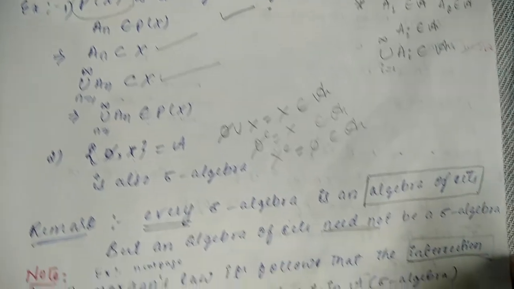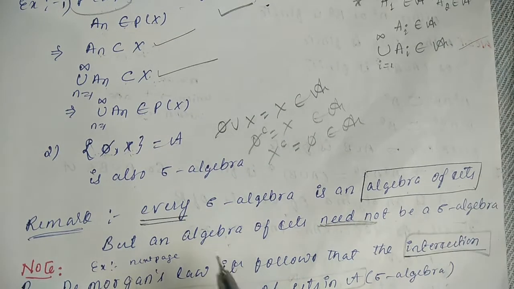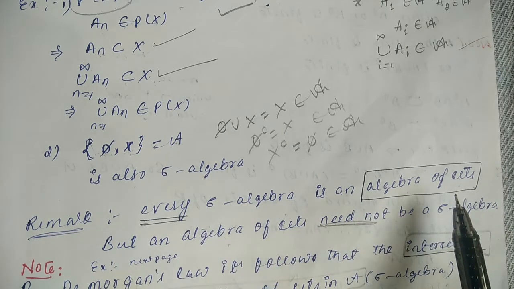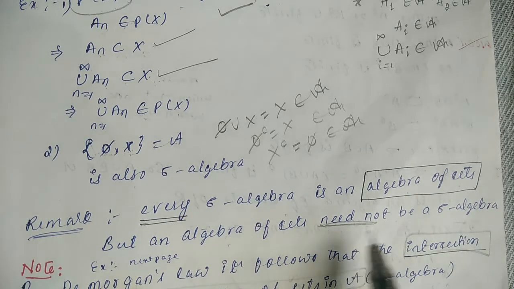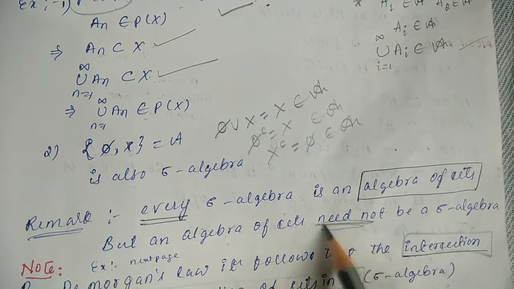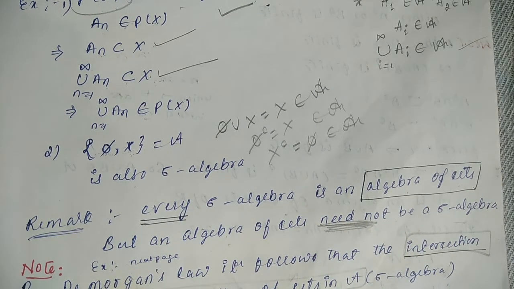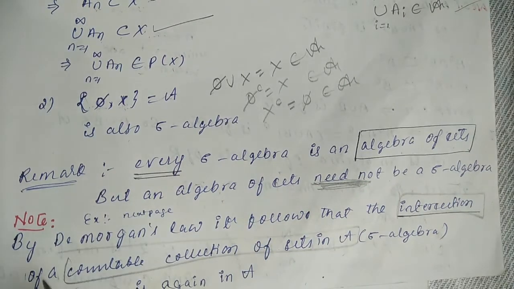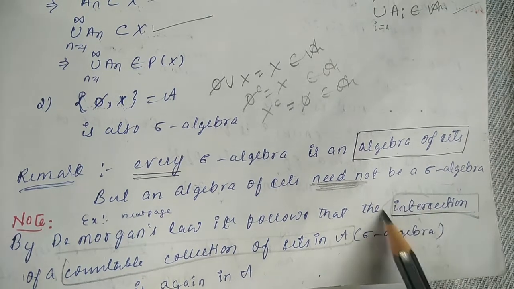Next, here is a remark. Every sigma algebra is an algebra of a set, but an algebra of a set need not be a sigma algebra. Every sigma algebra is an algebra. Why? Because the definition itself says that a sigma algebra is, first of all, an algebra. But an algebra of a set need not be a sigma algebra. Here is the phrase "need not be". It means you must have a counterexample to show a collection that is an algebra but not a sigma algebra. I will explain that later. Now a very small note. By De Morgan's law, it follows that the intersection of a countable collection of sets is in A. That is intersection.